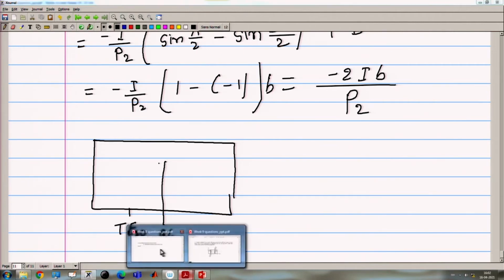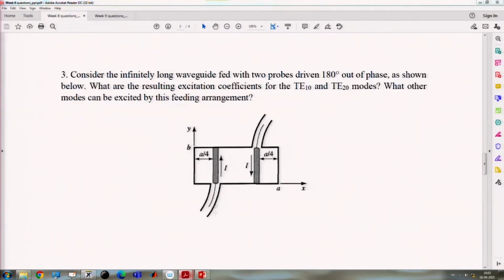So, next question we can do now. What other modes can be excited by this feeding arrangement? That will be the odd symmetric modes about x is equal to a by 2; only those will be excited.